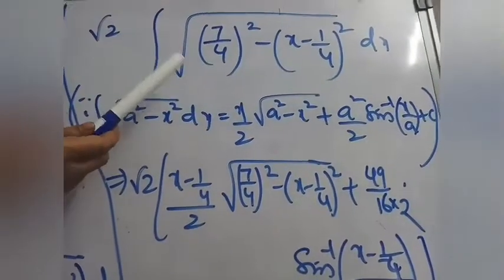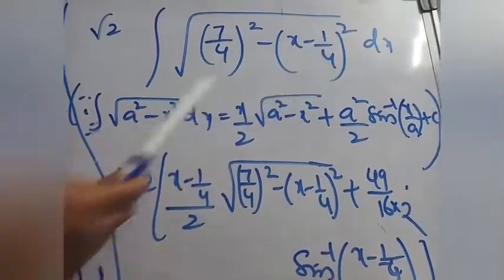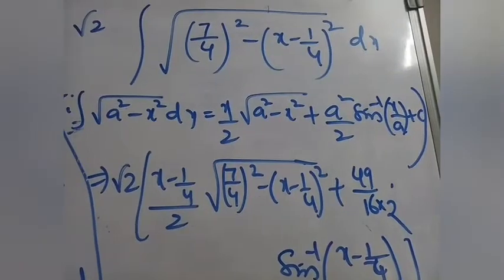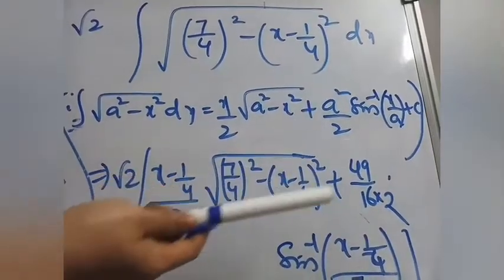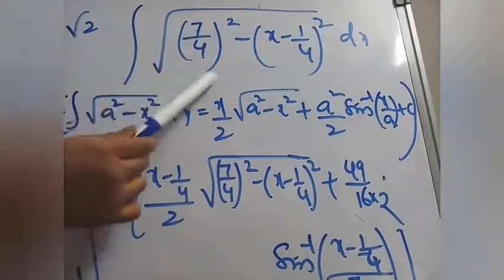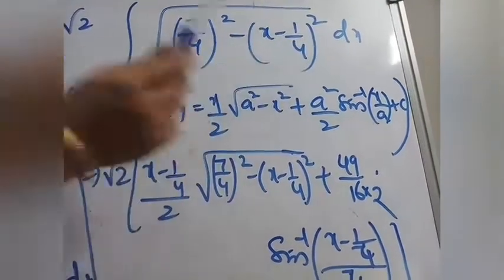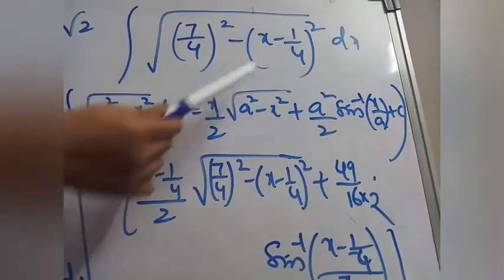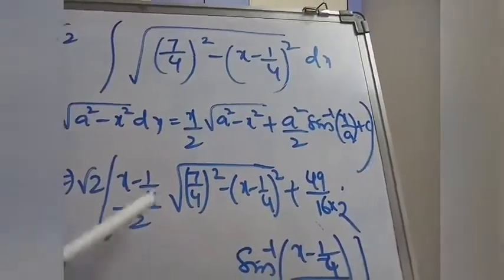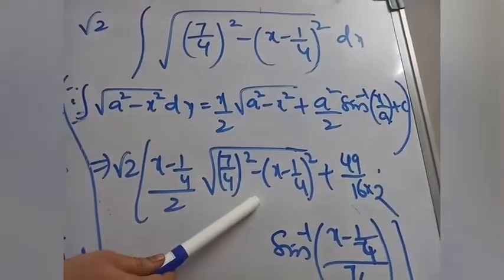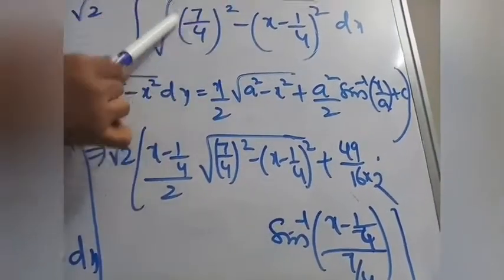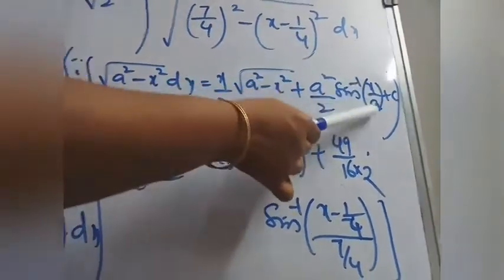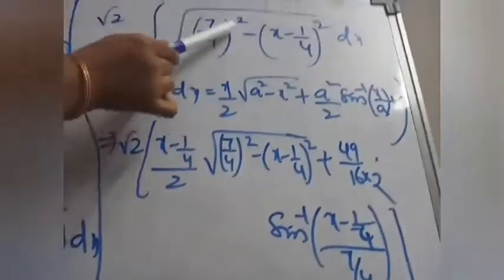Now see here, it is in the form of root of a square minus x square. So what is the formula for this? X by 2 root of a square minus x square plus a square by 2 sin inverse x by a plus c. So what is a here? 7 by 4, and instead of x, x minus 1 by 4 is there. That's why substitute all those values. That is x by 2 means x minus 1 by 4 by 2 root of a square minus x square as it is, plus a square by 2 into sin inverse x by a.